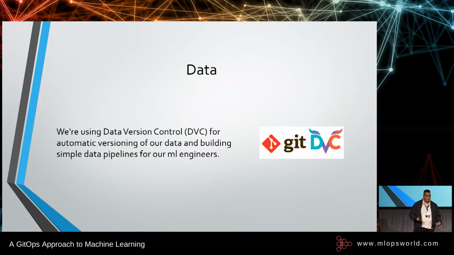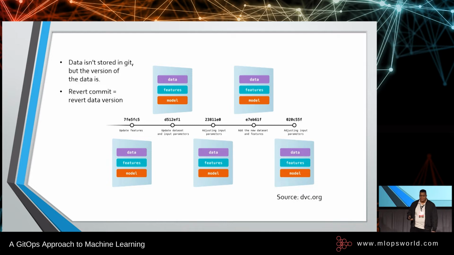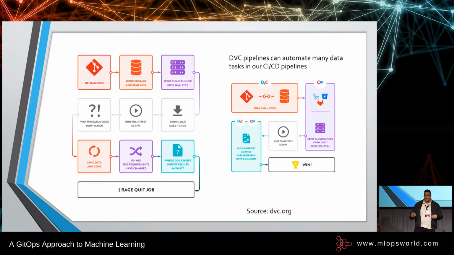We also use a GitOps approach for data. So we're actually using data version control for automatic versioning of our data and building simple data pipelines for our ML engineers. If you aren't familiar with DVC, and this image is taken directly from the DVC website, it works a bit like Git. But the data itself isn't stored in Git, only the version of the data is. So when you revert a commit, you're actually reverting to a previous version of the data. And DVC also allows you to create data pipelines. These can actually automate many tasks that we would want to run for data. And we can even kick those off inside of our GitLab CI/CD pipelines.